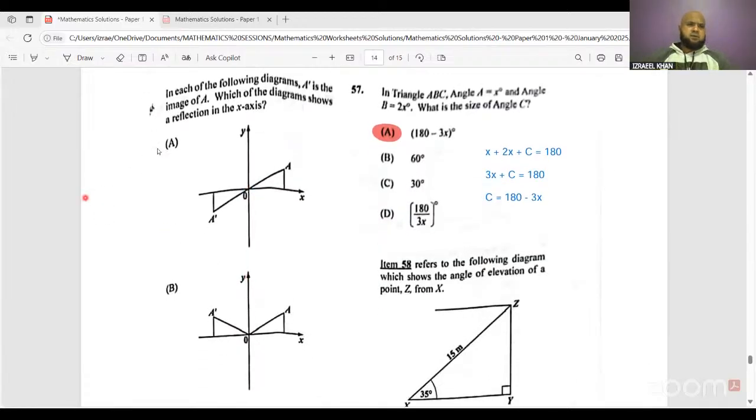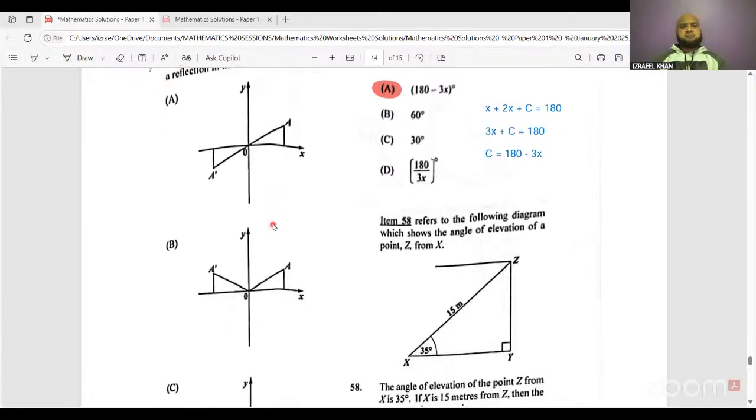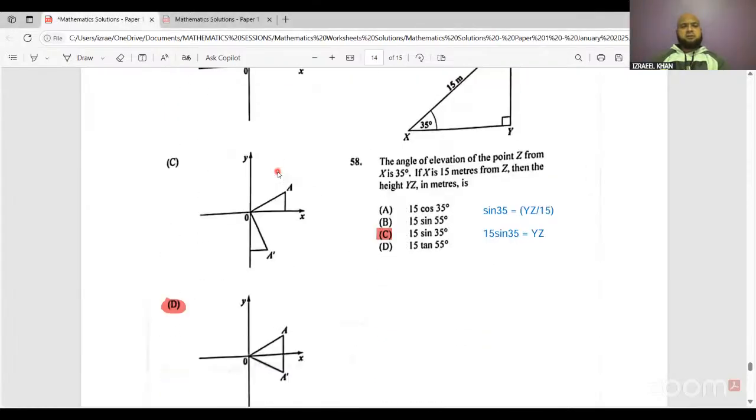56. Which of the following diagrams shows A prime is the image of A under a reflection in the x-axis? This is the x-axis. So if you're reflecting, you go downwards, right? That's this one. Very easy, straightforward. That's D as in dog. This going down. That's it.